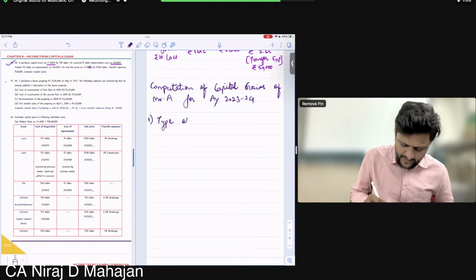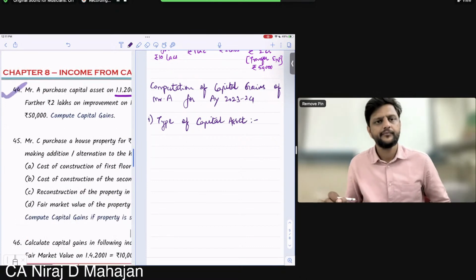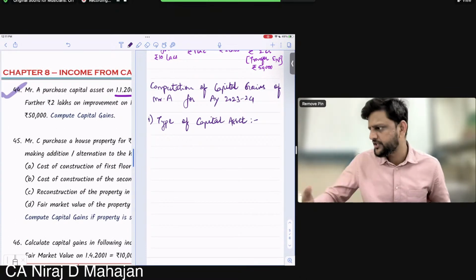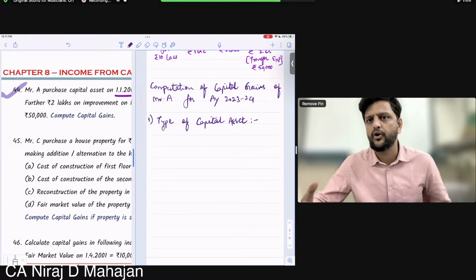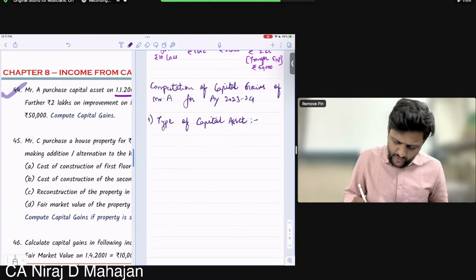So, type of capital asset. Have they given you the nature of the capital asset in the question? No, they are just using the word capital asset, because it depends whether this is a listed security or unlisted share or an unlisted debenture or land or what. So they have not given it. So I'm just taking any normal capital asset.